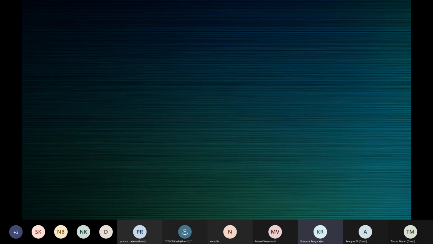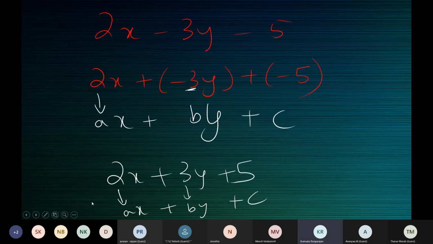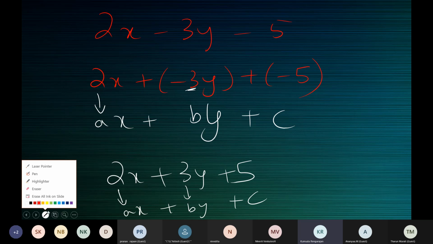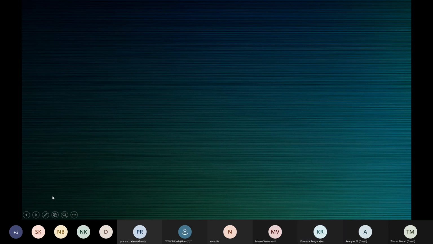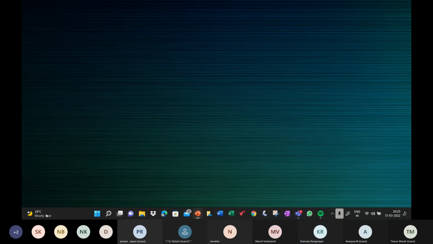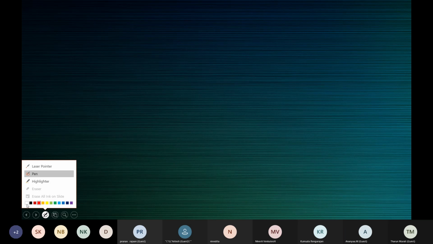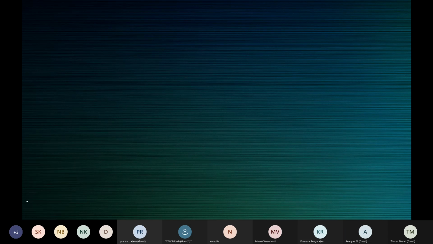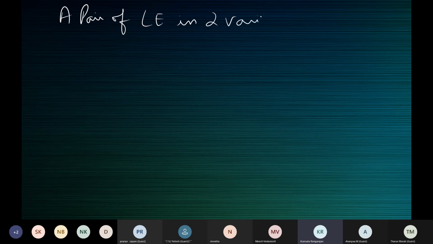A standard form of a pair of linear equations. Now we're coming to the chapter. Coming to the chapter meaning the title, understanding the title. So what is the title? A pair of linear equations in two variables. This is the title.